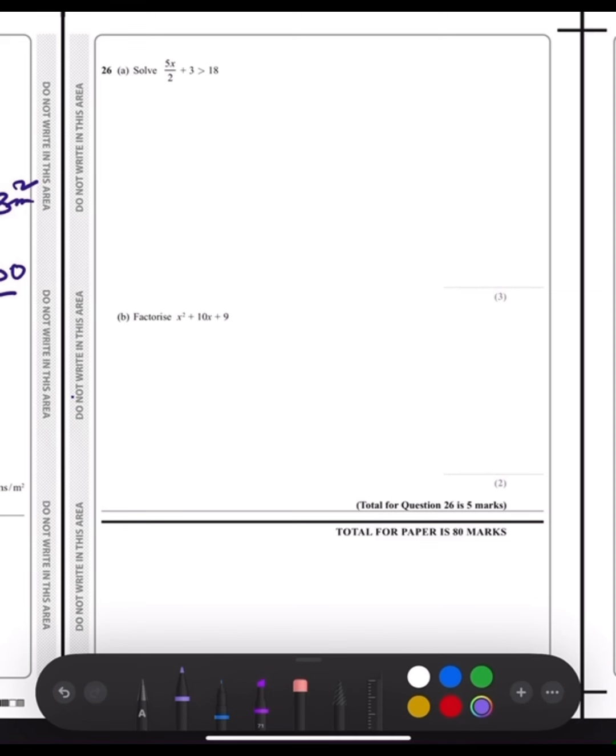So now we're on to the next question. I hope you are clear with the previous one. So in this question, guys, we have two parts. One is for factorizing and the other one is for solving.